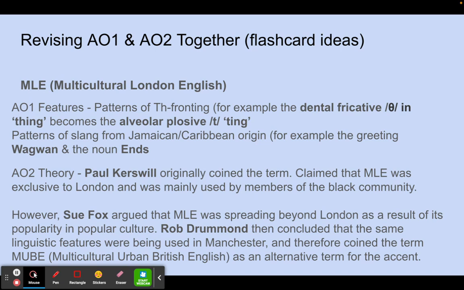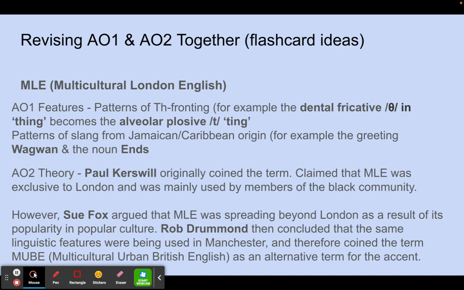So we know that people like Sue Fox, for example, argued that MLE was actually spreading beyond London because of popular culture, things like grime and things like that being listened to by people all across the United Kingdom. And then ultimately, our best friend Rob Drummond concluded that these linguistic features were being utilized in Manchester, and so he coined the new term MUBE as an alternative term for it. So on one side of a flashcard, you have got all of the AO1 you need for that topic, all of the AO2 you need for that topic, and you have also got a clear way to get band 5 for both assessment objectives.